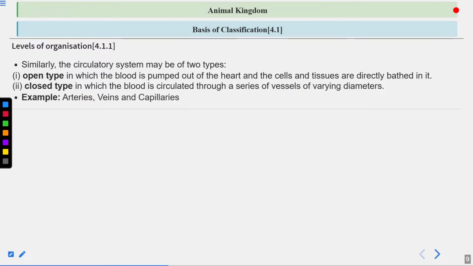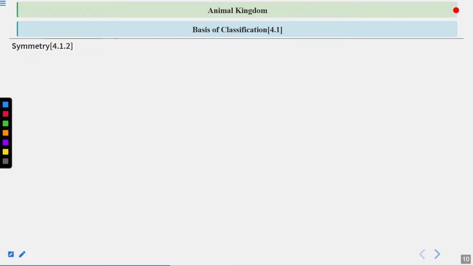These are the examples of the blood vessels: arteries, veins and capillaries. Now we will talk about the next fundamental feature. This is also very, very important: symmetry. Animals can be categorized on the basis of their symmetry.